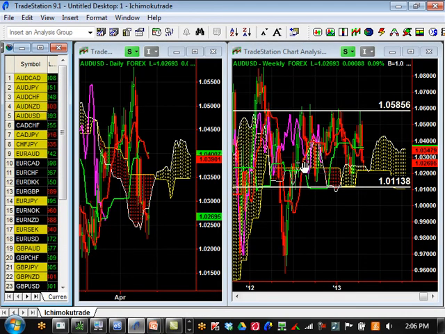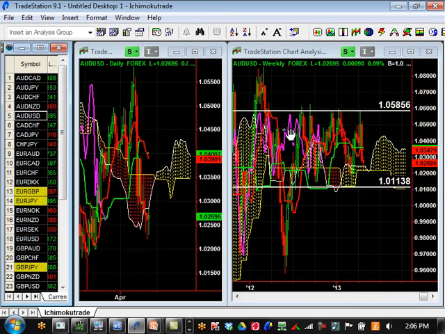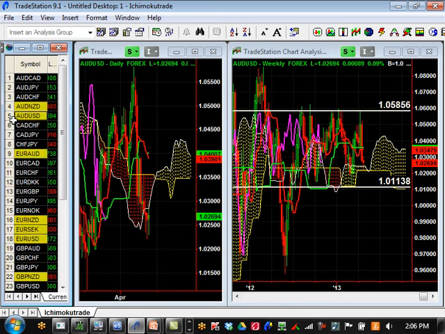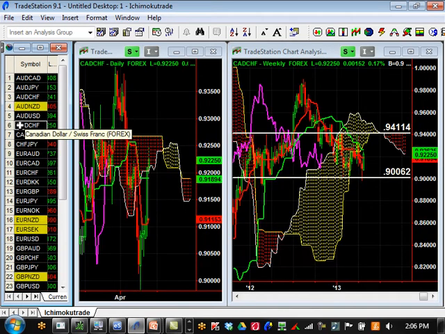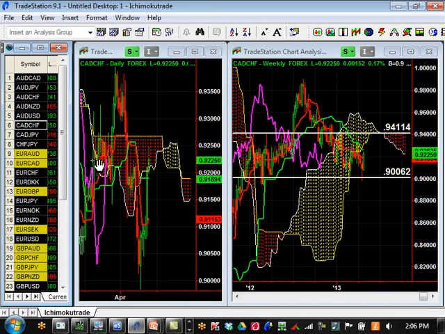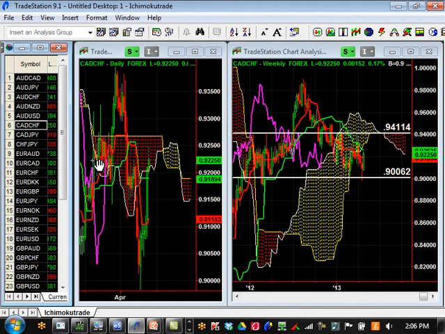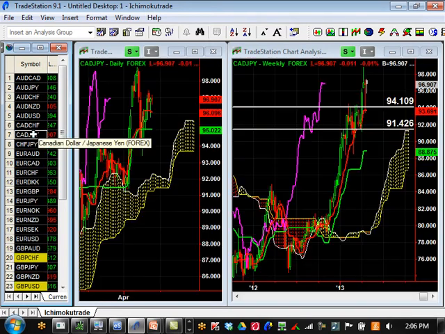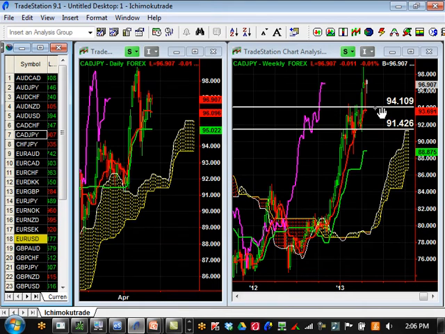Australian USD is really doing nothing except ranging between 113 and 585. CAD Swissy is really not doing anything except ranging between 9006 and 9411. CAD Yen is still sitting there and has not pulled back.